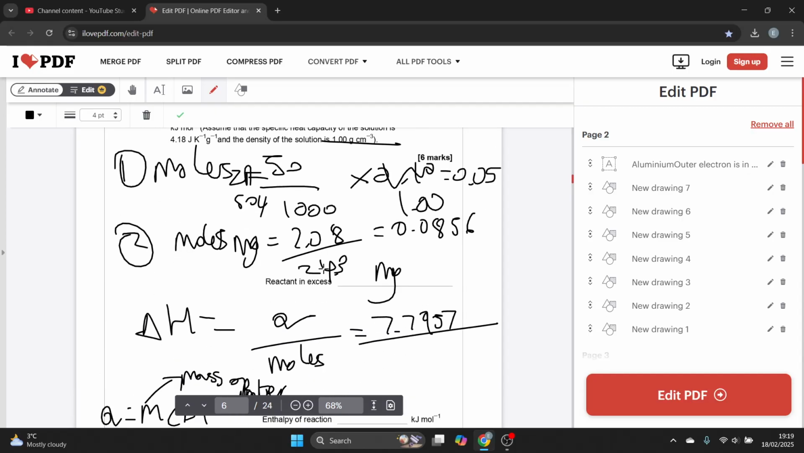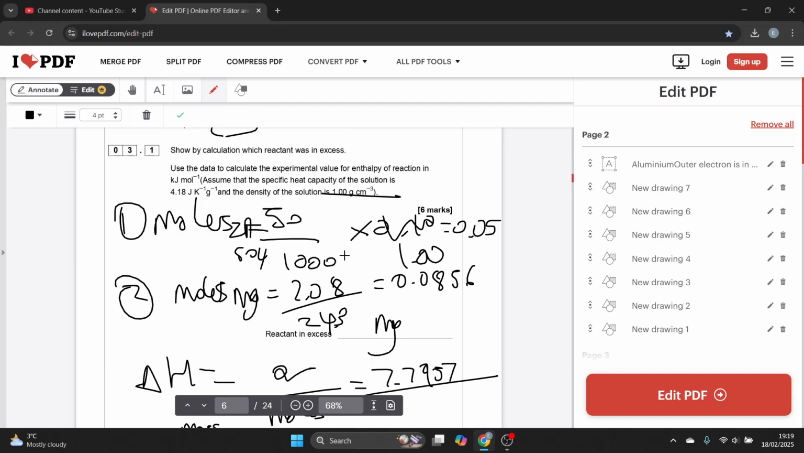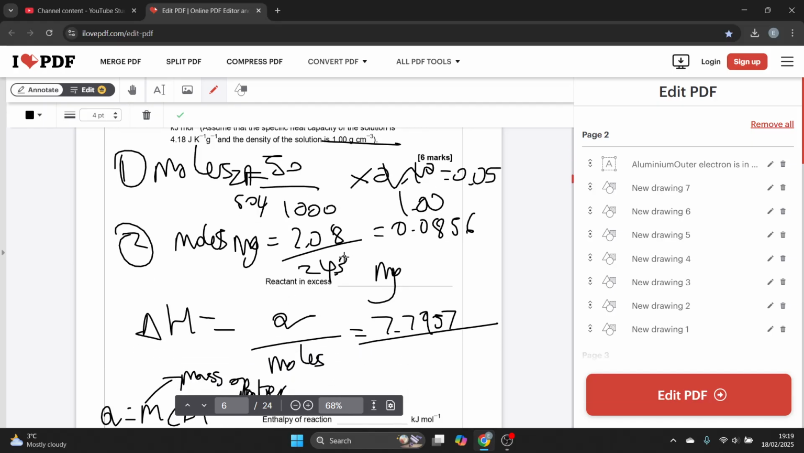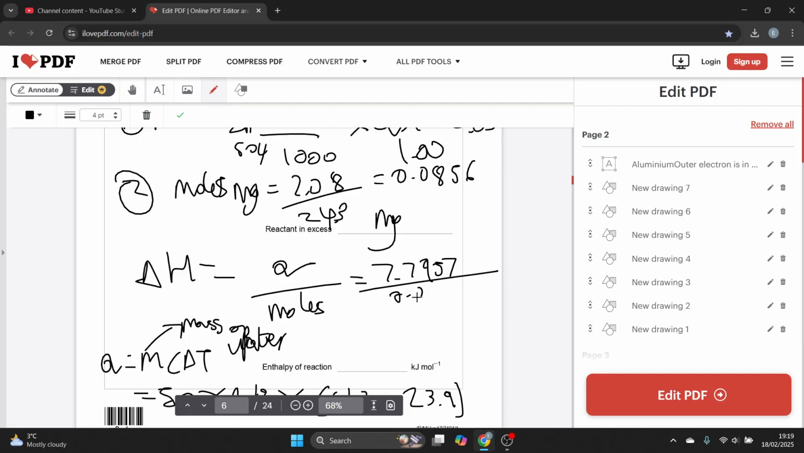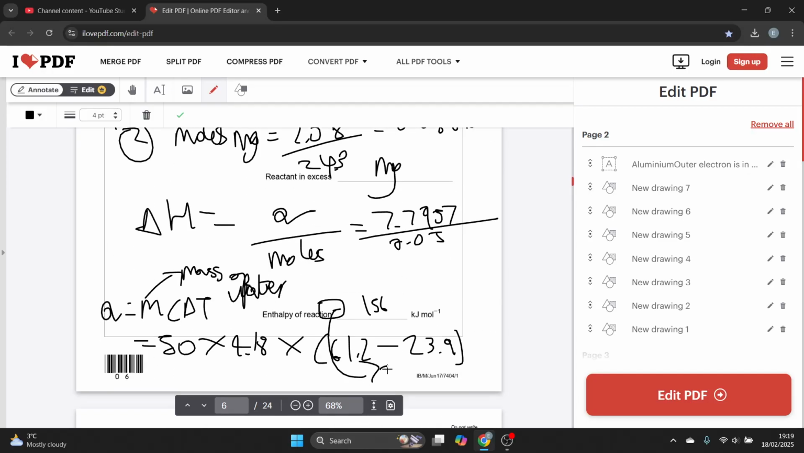The number of moles of what? The number of moles of magnesium or zinc sulfate. The number of moles of zinc sulfate, because magnesium is in excess, right? So divided by 0.05. Then I get my answer, 156. But the final thing is that it needs to be a negative because the temperature increased. Exothermic, temperature increases.